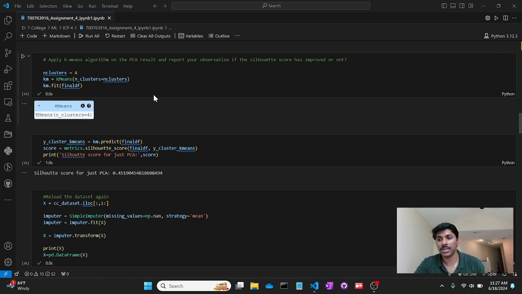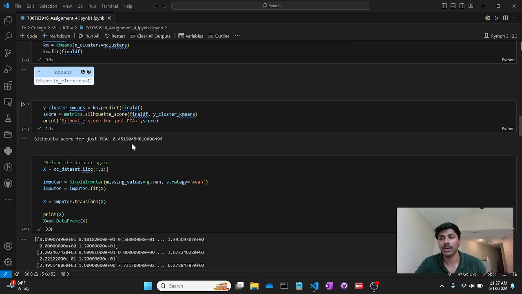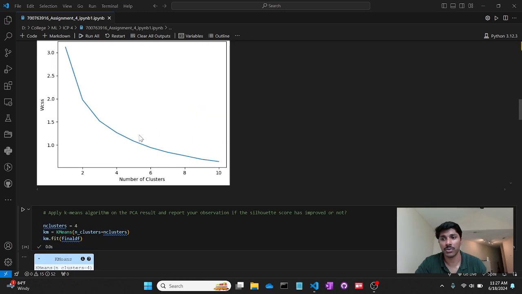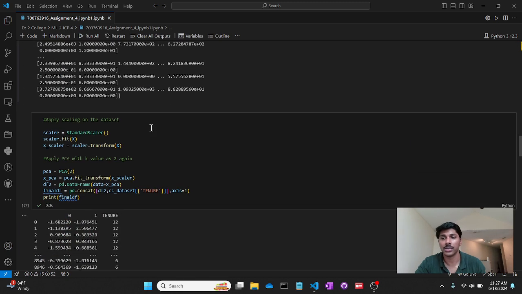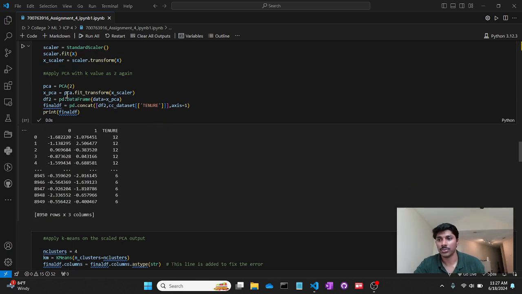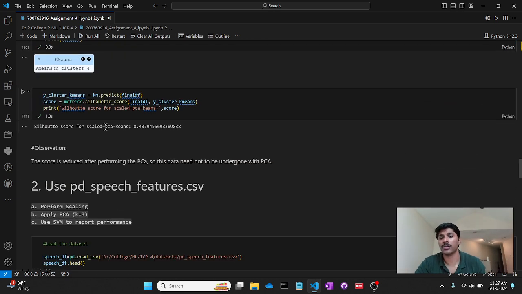So, scaling and PCA again. We try a different method where we first scale the data to make all values similar in range, and then apply PCA with two main components instead of three. First we applied it for three, but now we are applying it for two, so we are only getting two. And then we apply k-means clustering again, do the entire process again, and find the silhouette scores.